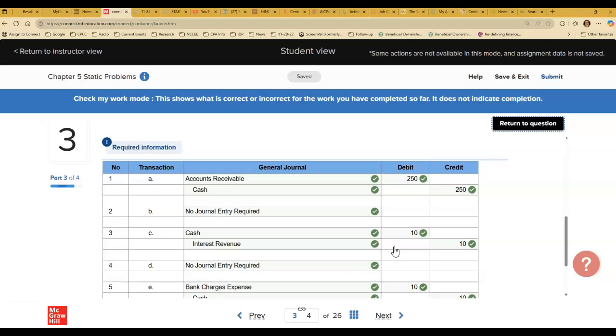Okay? So again, this whole process of bank reconciliations: just make sure who already knows about it, and adjust the other side. If bank knows about it, adjust book. If book knows about it, adjust bank.